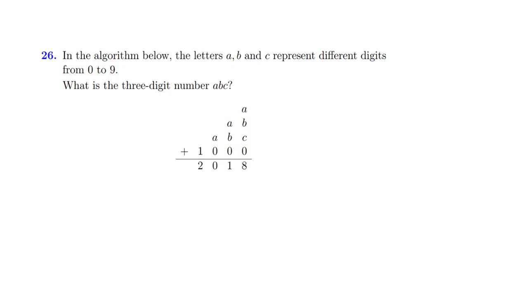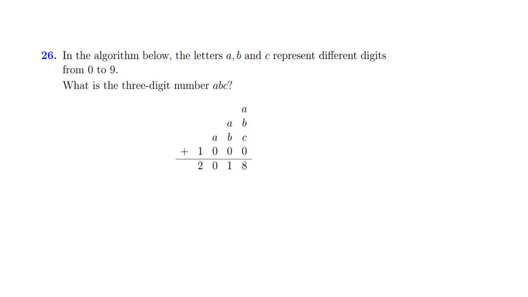In the algorithm below, the letters A, B, and C represent different digits from 0 to 9. What is the three-digit number ABC? Okay, so for this question, we want to look at how we're getting the total 2018.